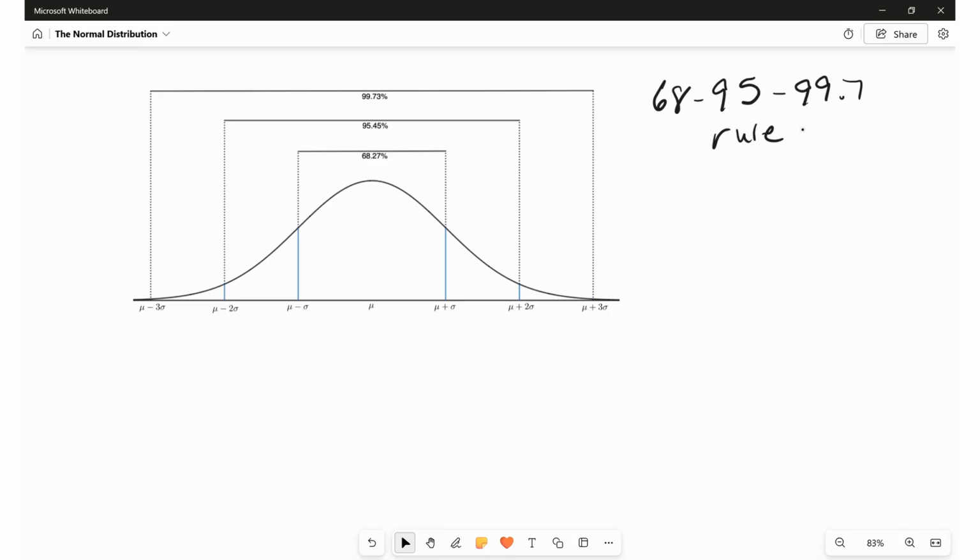And what this says is that 68% of the data are within one standard deviation of the mean.